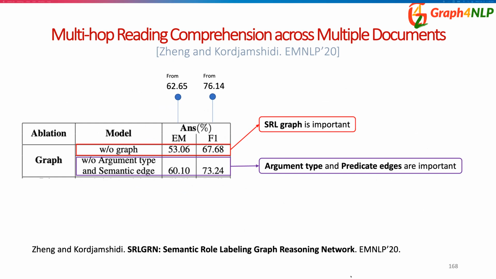We can see the additional ablation study. If we remove the graph, there is a significant drop. And if we remove the argument type and the semantic edge, we also see a significant drop. So you can see basically the two key components in this particular model are both important. Both the SRL graph is important, and the details of the subgraph, the predicate edges and argument types, are also very important. If we remove those, we break the chain of reasoning, and that leads to a significant drop in quality.